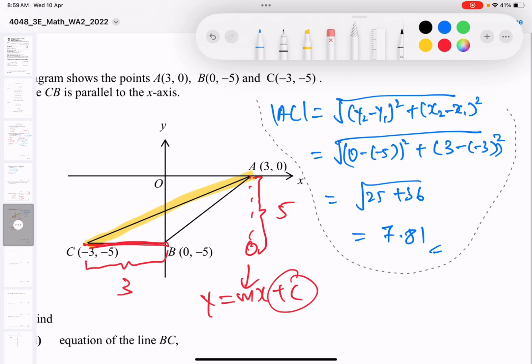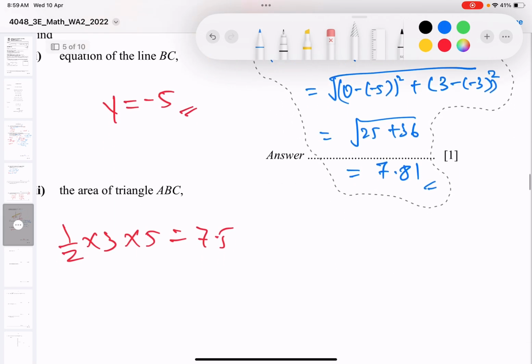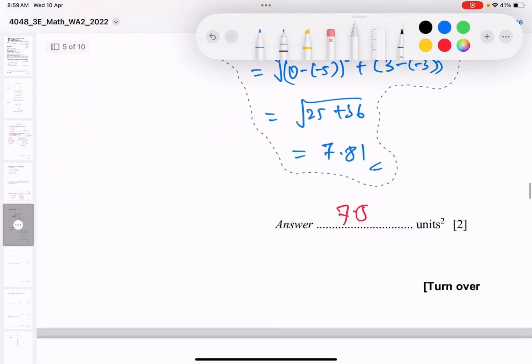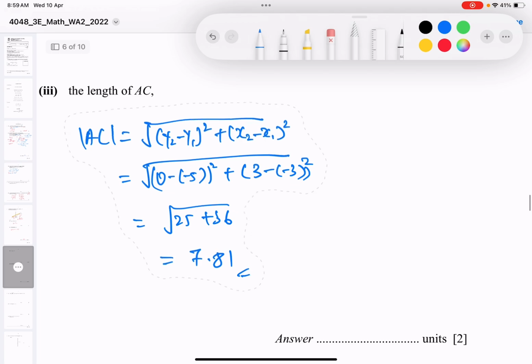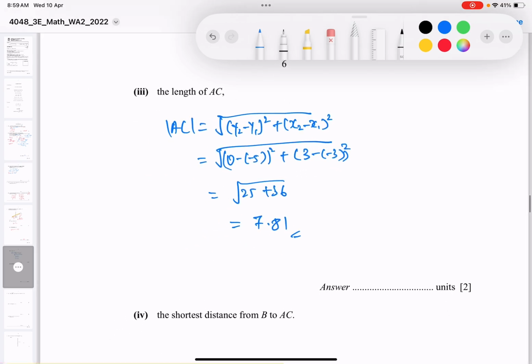Let me bring this working down if it allows me to cross the page, which I think it should. Yes, lucky it does. So this is my length of AC. But of course, sometimes we need to leave it to more decimal places for the next part.